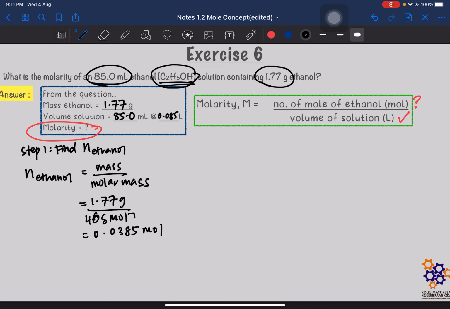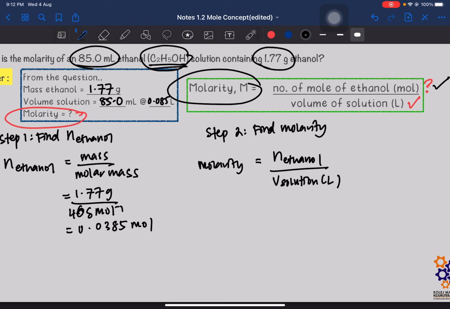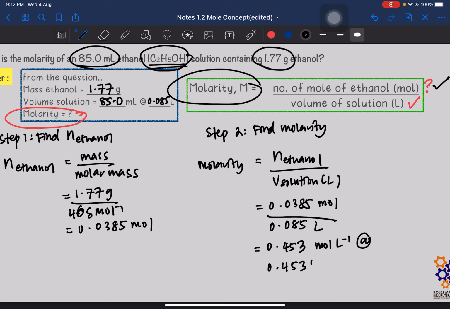After you get the number of mole of ethanol, then we can find the molarity. So step 2, find molarity. We know that molarity is equal to number of mole of ethanol divided by the volume of solution in liter. The number of mole of ethanol that we got from the first step is 0.0385 mole divided by the volume of solution, 0.085 liter. So you will get the molarity 0.453 mole per liter, or you can write it as 0.453 capital M, so molar. This is your answer for exercise 6.